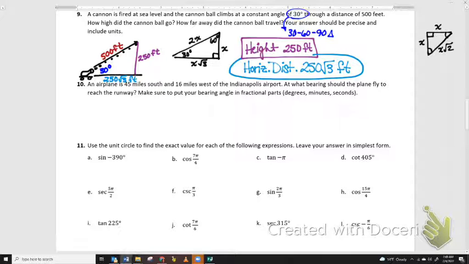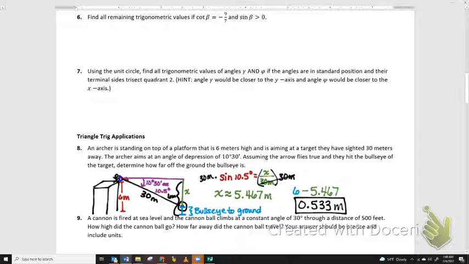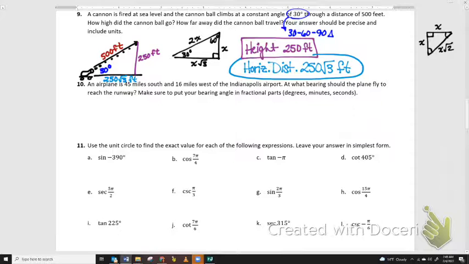All right. The biggest reason why there definitely is a calculator portion instead of it just all being no calculator is anything where I ask you to find, like here, sine of 10.5 degrees. You guys can't do that without a calculator. Or on questions like 10, where I'm asking for a bearing, I'm asking for an angle, so you're going to have to use an inverse trig function to do that. You can't do that without a calculator.